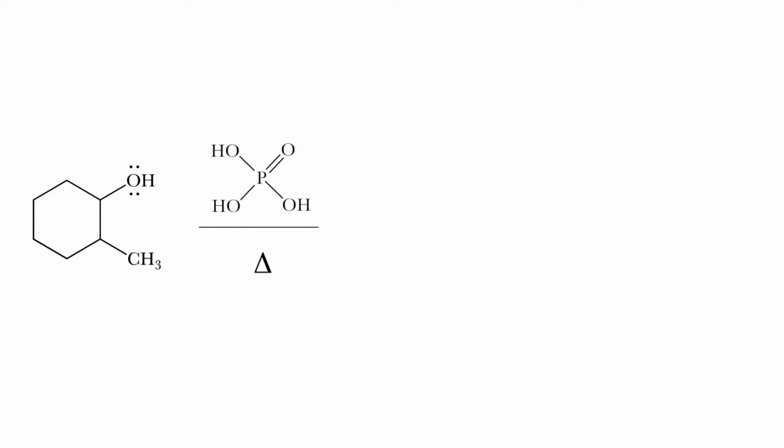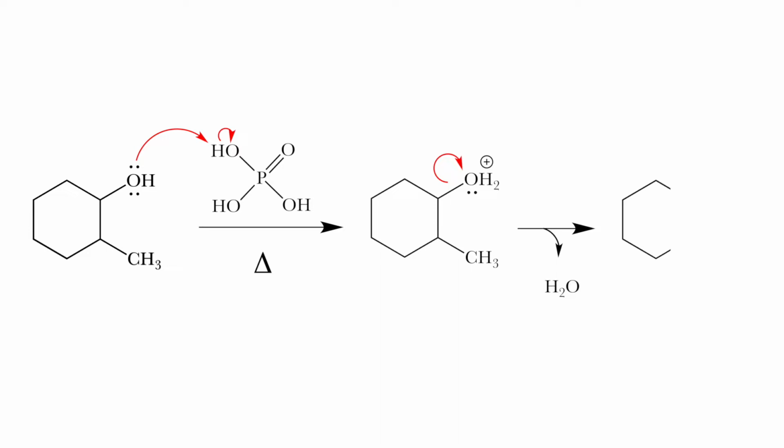Our mechanism starts off with our alcohol picking up an H+ from phosphoric acid. This is followed by water leaving, giving us a carbocation intermediate. Now we use phosphoric acid because it's a strong non-nucleophilic acid. If we use a nucleophilic acid like HCl or HBr, we'd end up with something very different.